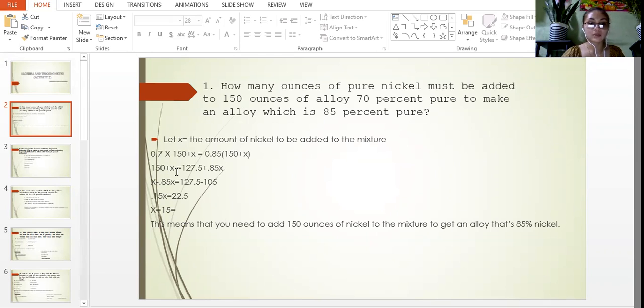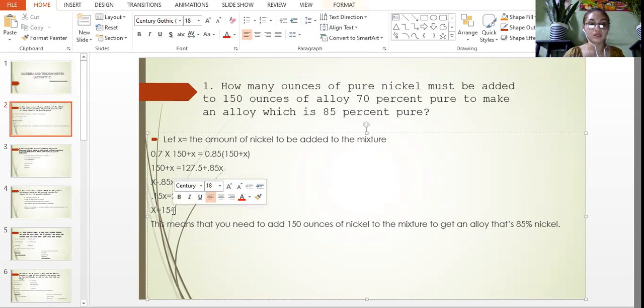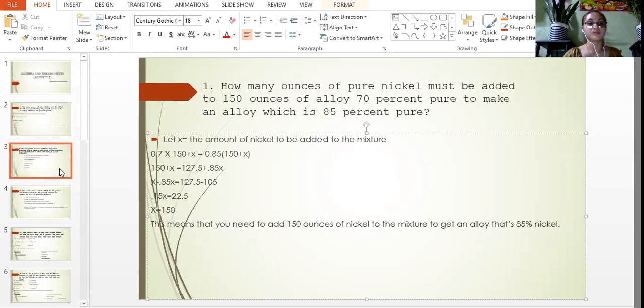So 150 plus x is equal to 127.5 plus 0.85x. So x minus 0.85x is equal to 127.5 minus 105. So 0.15x is equal to 22.5. So x is equal to 150. Sorry for the typographical error. So this means that you need to add 150 ounces of nickel to the mixture to get an alloy that is 85% nickel. So number 2.